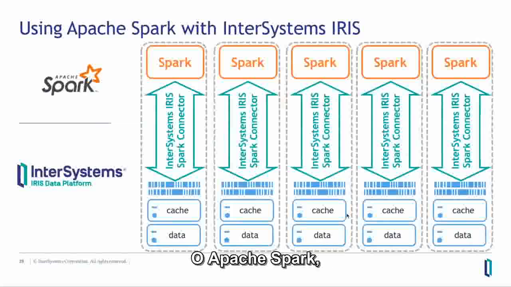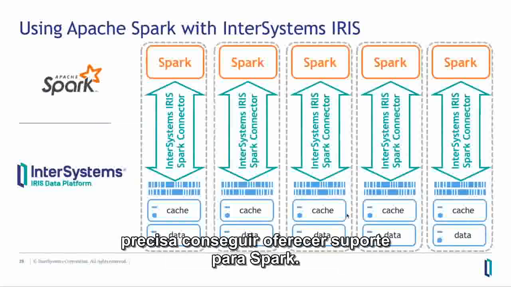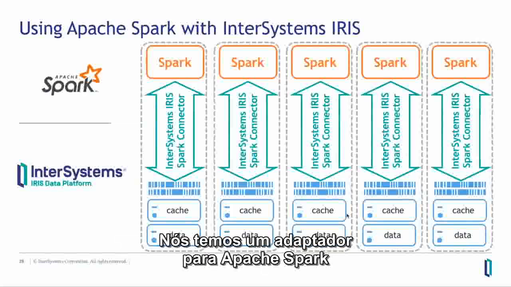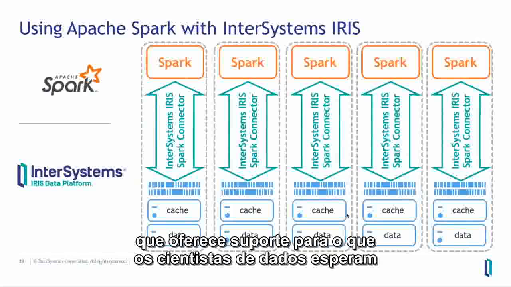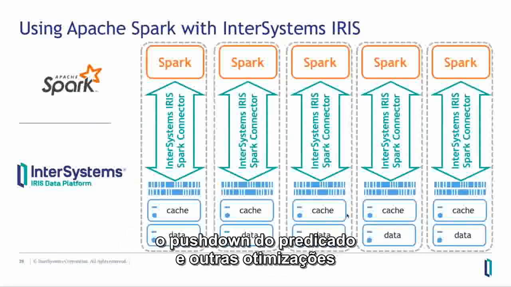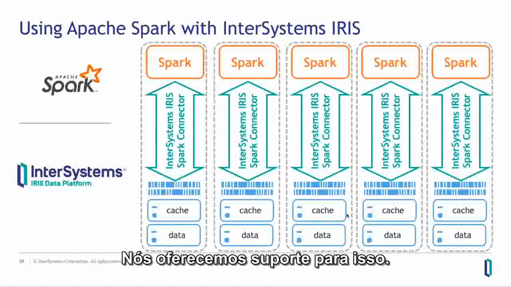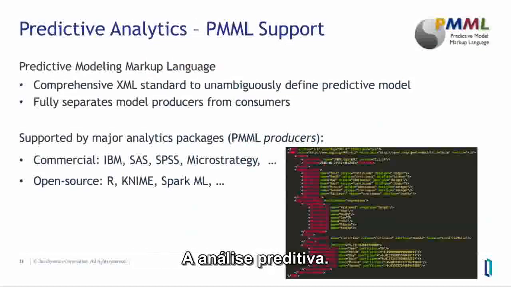The Apache Spark. If anybody wants to play nice in the ML and AI world, they do need the ability to support Spark. We do have an Apache Spark adapter that supports essentially what the data scientists expect of any Spark functionality, right? The predicate push down and other optimization enabling very high read and write rates. We provide that.